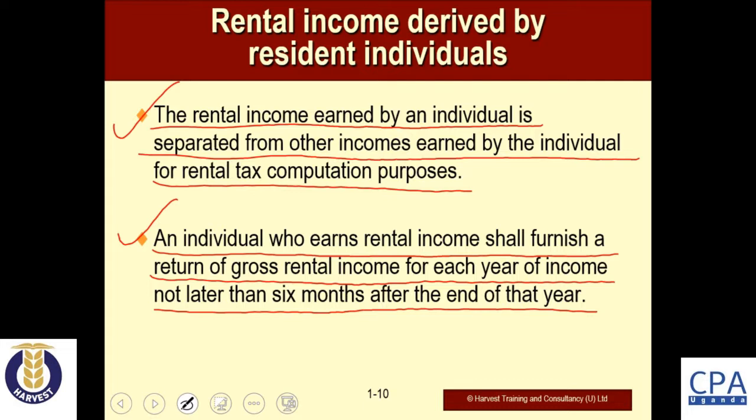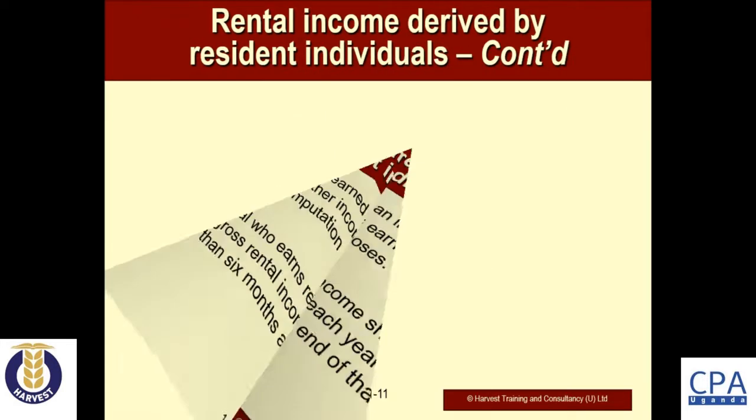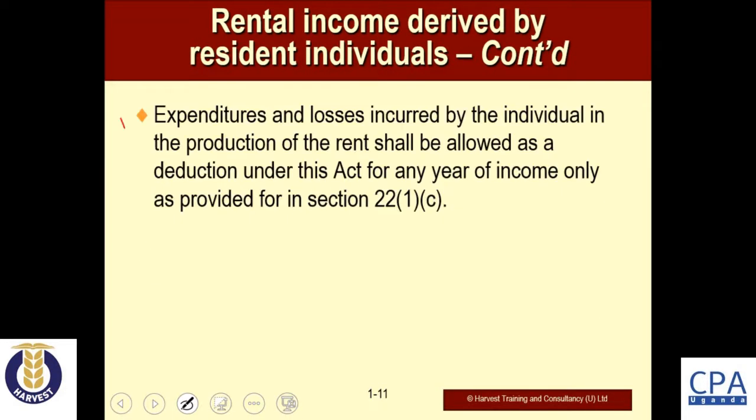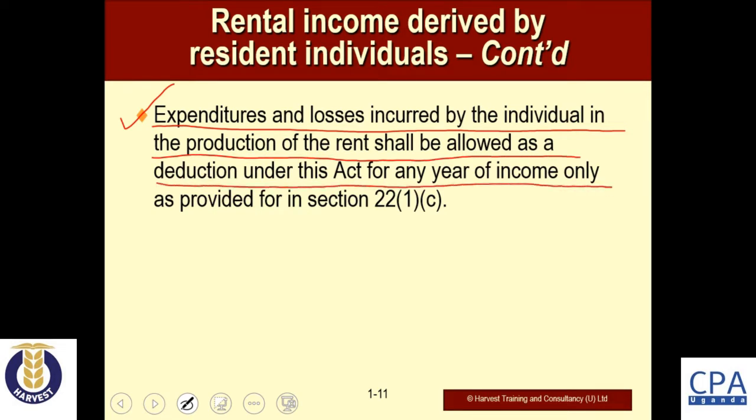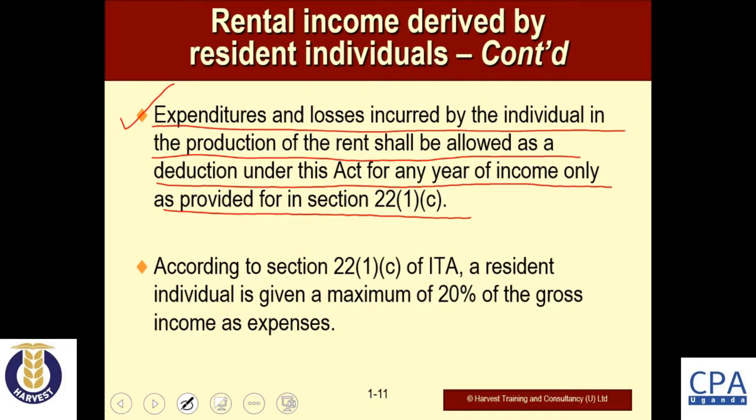And of course, this is going to be the gist of our discussion in this lecture. So we continue again by saying that the expenditures and losses incurred by the individual in the production of rent shall be allowed as a deduction under the Act for any year of income as provided for in Section 22, subsection 1, Part C of the Income Tax Act. Expenditures and losses you incur as an individual while you're producing that rental income are allowed to you as a deduction as per the Income Tax Act for any year of income. Of course, you have to refer to Section 22, subsection 1 of the Act. And of course, we bring that section here so that you don't struggle a lot looking for it.